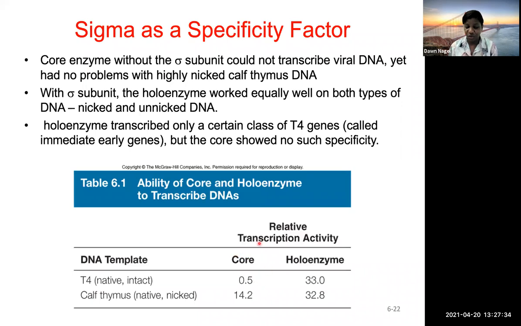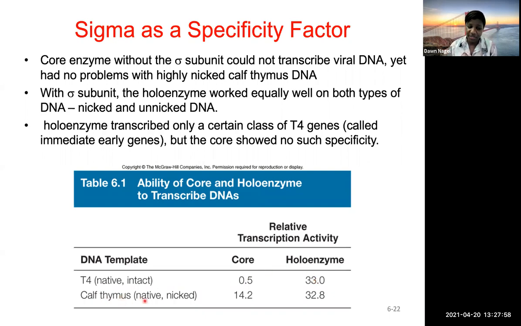So we were looking at transcription activity here. 0.5 is pretty low. So the core enzyme, which doesn't contain the sigma factor, has a very low value, suggesting that it's not able to efficiently transcribe that viral DNA. However, if you have the holoenzyme, which contains the core and the other protein complex, you can see that you're able to transcribe it. And this is really a control.